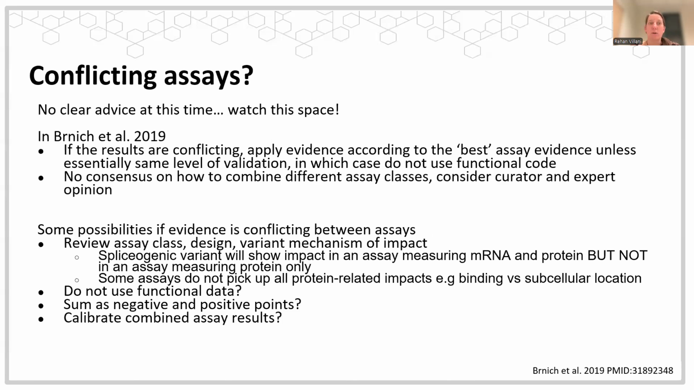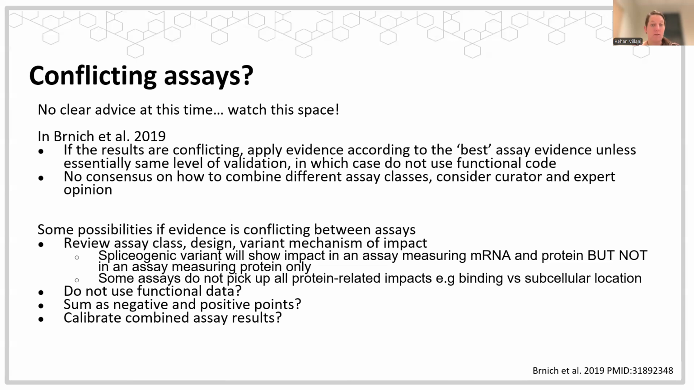Now, what about if the assays are not in the same direction, if the results are conflicting? At this point, there's no clear advice, but they are being developed. There are research projects looking to develop advice in this space. So the recommendations at this point say that if they're conflicting, apply evidence according to the best assay evidence, unless it's the same level of validation or quality, in which case maybe don't use the functional code. There's not a good consensus on how to combine the different assay classes, for example. So you just have to use your curator and expert opinion to decide what's the appropriate action in this case.